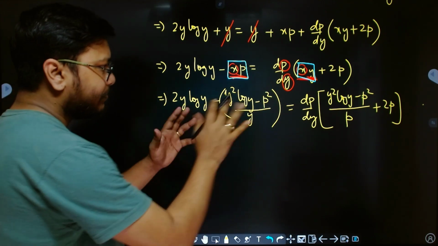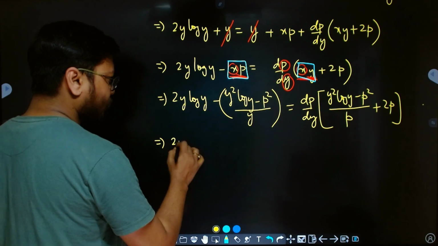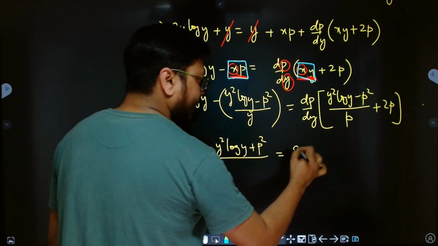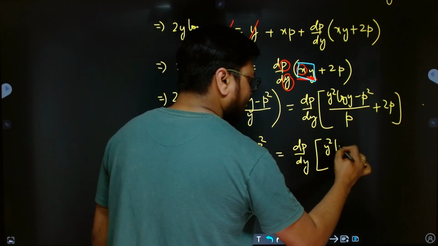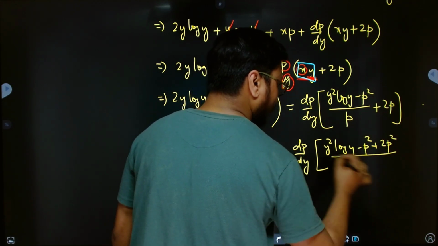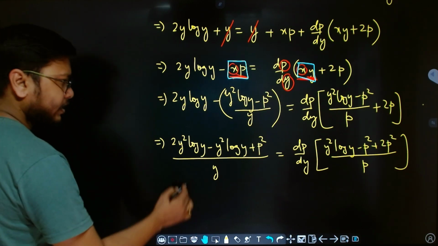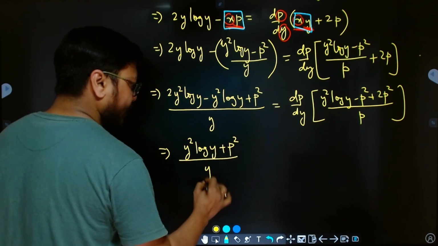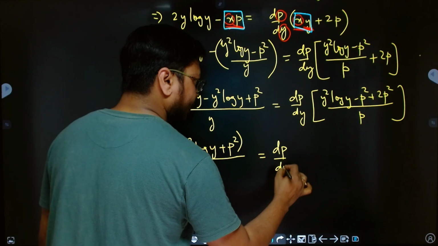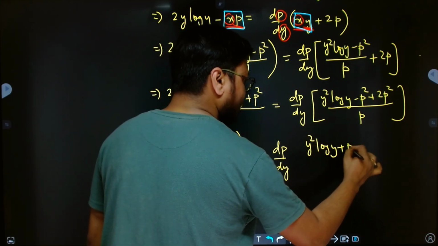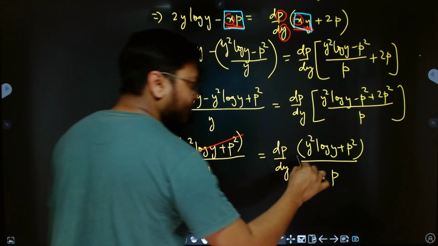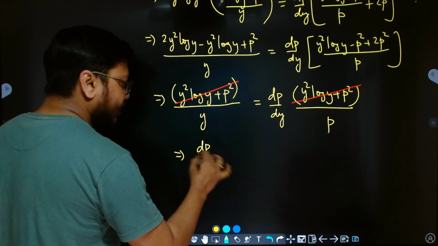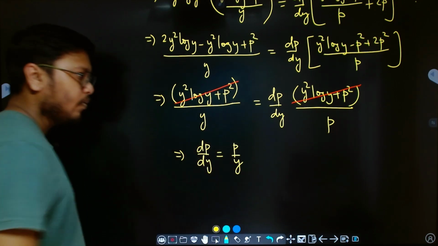So now let's simplify this a little bit. If I do an LCM over here, I have 2y square log y minus y square log y plus p square upon y, and on the right side y square log y minus p square plus 2p square upon p. So I can cancel out some terms over here, and we are going to get y square log y plus p square upon y equals dp/dy times y square log y plus p square upon p, and I can see the numerators are getting cancelled, right? So now we have a very simple differential equation, dp/dy equals p upon y, right?